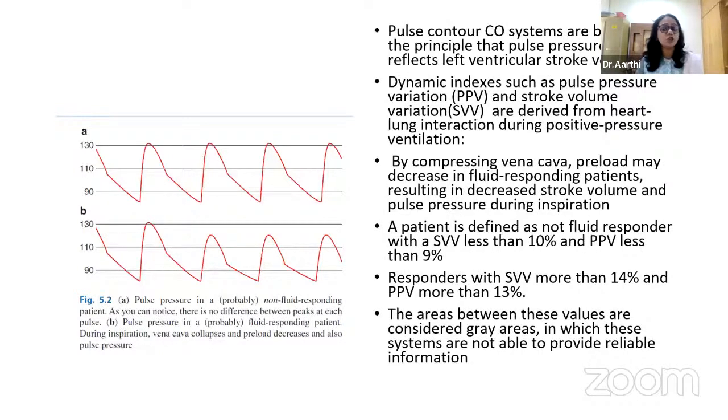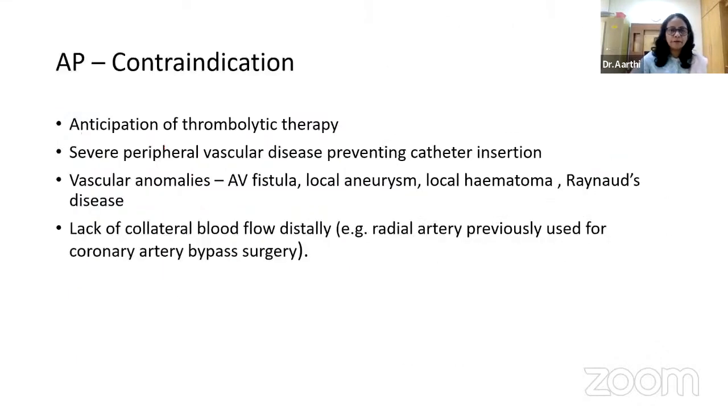A patient is defined as a non-fluid responder if the stroke volume variation or the pulse pressure variation is less than 9%. And there is always a gray zone between these two numbers, 9 to 13%, where the clinician has to take a decision with respect to the clinical manifestations or move on to a different modality of invasive hemodynamic monitoring. So looking at the picture, picture A represents a pulse pressure variation in a non-fluid responding patient, and B represents the pulse pressure change in a fluid responsive patient.